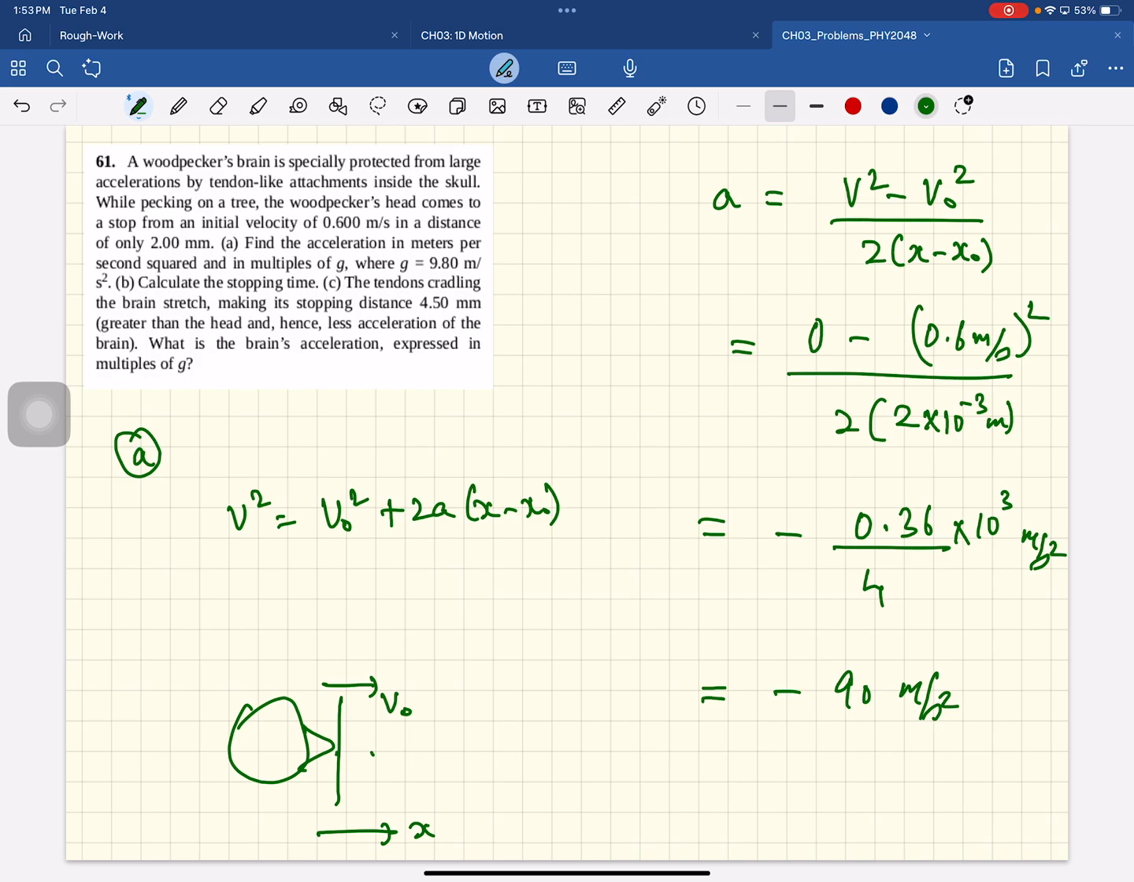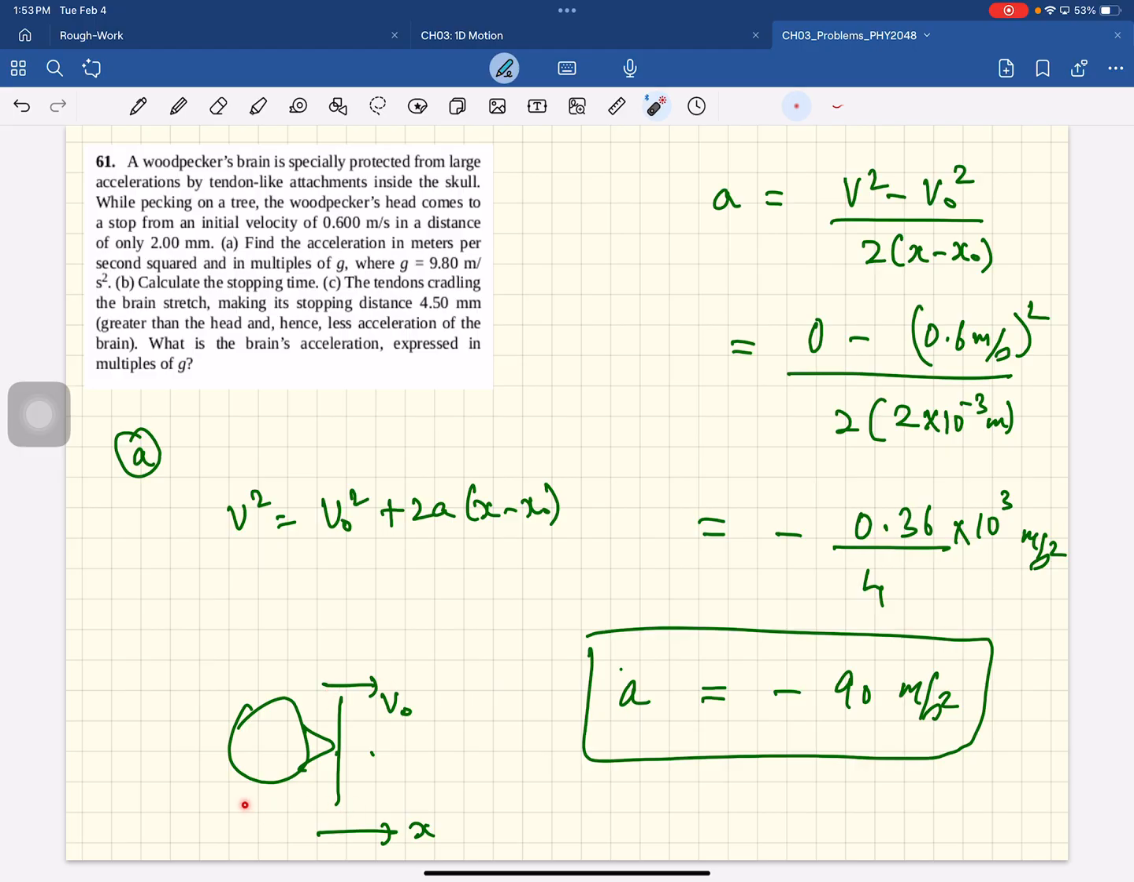All right, now pay close attention to this. That's the acceleration. What does the negative sign tell you? The negative sign tells you that if the positive direction is that way, the acceleration is pointing in the opposite direction. You're slowing down. Is this a large acceleration?